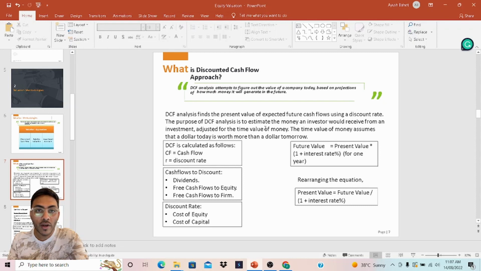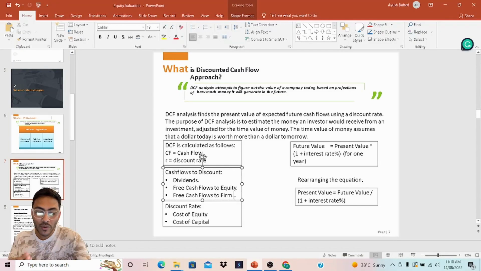Okay, now since we are focusing on equity valuation, in terms of cash flow to discount, we could have dividend, free cash flow to equity, free cash flow to firm. If a company pays regular dividend, then dividend can be used as a benchmark. If not, then you can also use free cash flow to equity and free cash flow to firm. Free cash flow to equity is the free cash flow belonging to equity shareholders, whereas the free cash flow to firm belongs to all the providers of funds, namely debt holders, preferred shareholders, and equity.